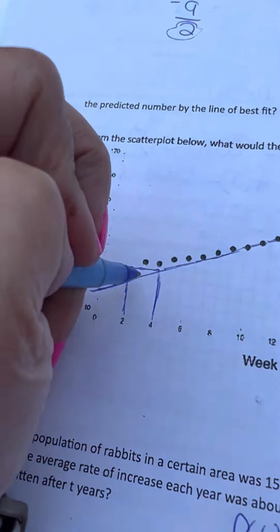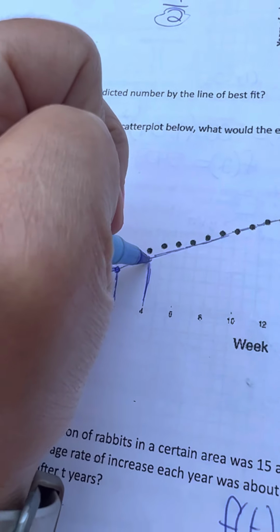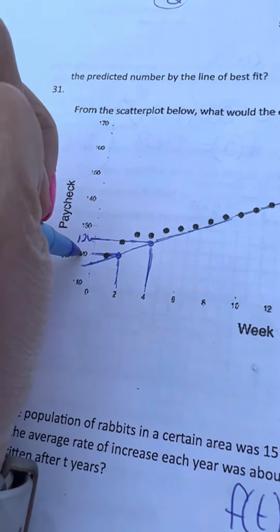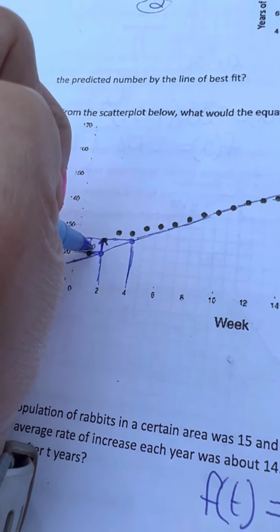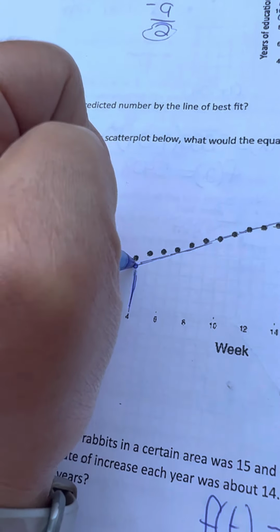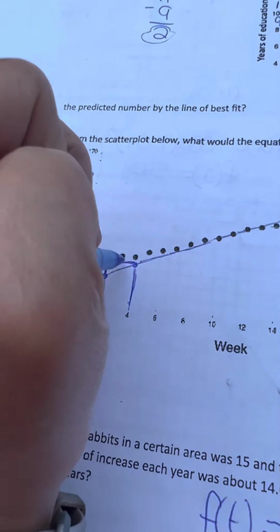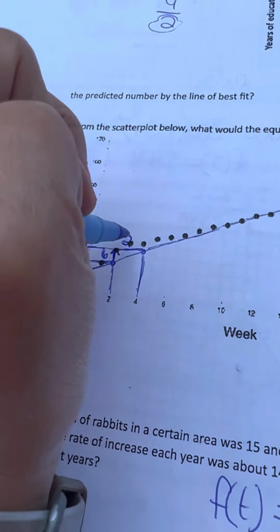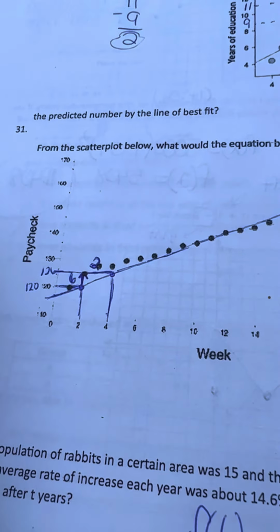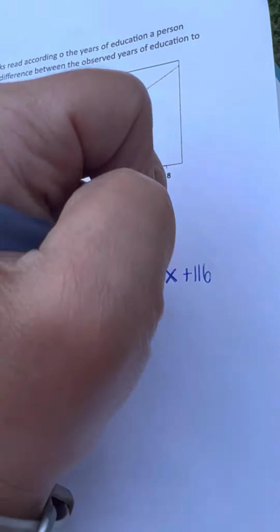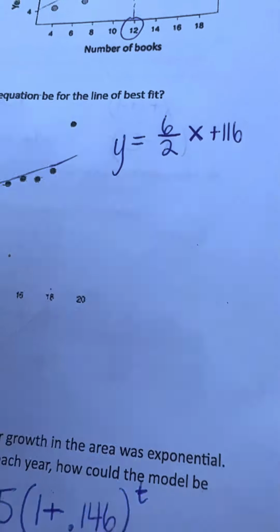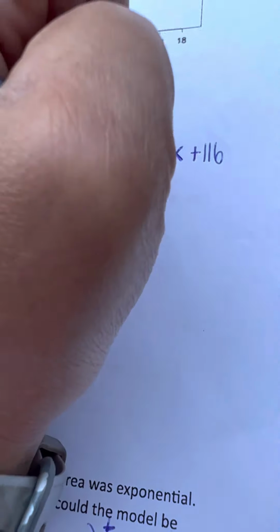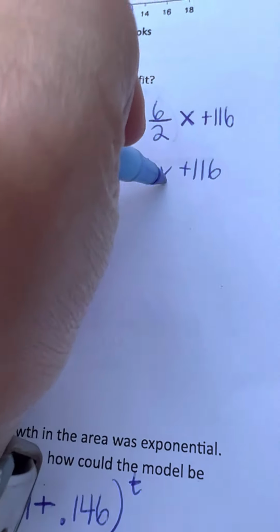So basically, my rise would be from this point to this point. How much did I go up? If I went from 120 to 126, that is an increase, or my rise would be 6. And then if I go over, I went from 2 to 4, so that is 2. It goes over 2. So my rise would be 6 and my run would be 2. I could reduce the 6 over 2, so 6 halves would just be y equals 3x plus 116. So that's my guess, and again, that's just a rough estimate.